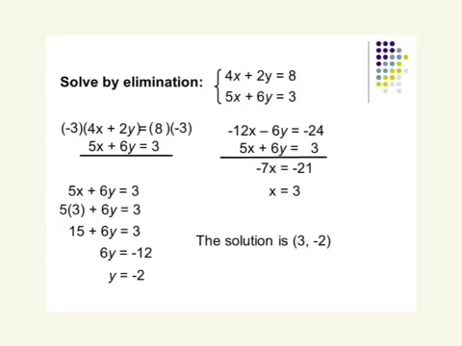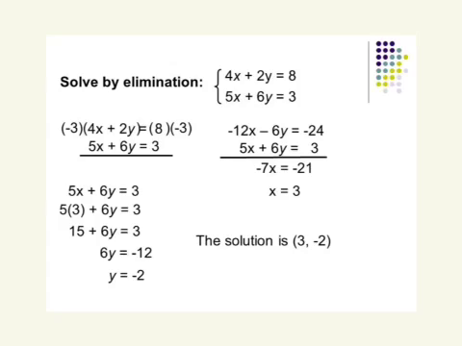Now notice, students, when you add these two equations together, the variables won't be eliminated. 4x plus 5x is 9x. 2y plus 6y is 8y. And that is not what we want. We want one of the variables to be eliminated. That's why they call it the elimination method. So what we need to do is eliminate the x's or eliminate the y's.